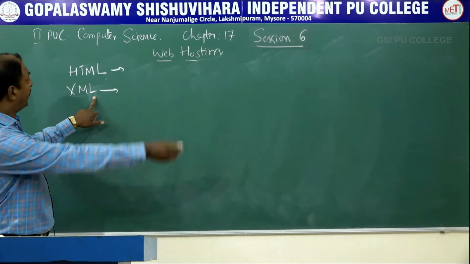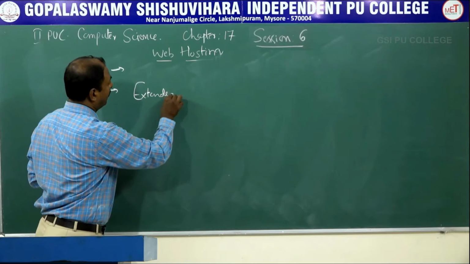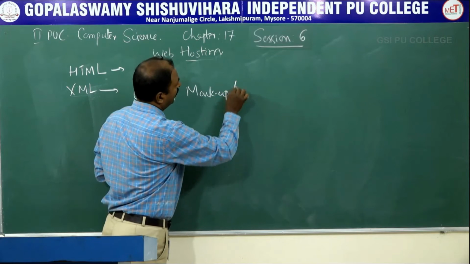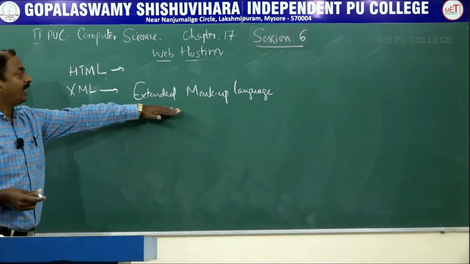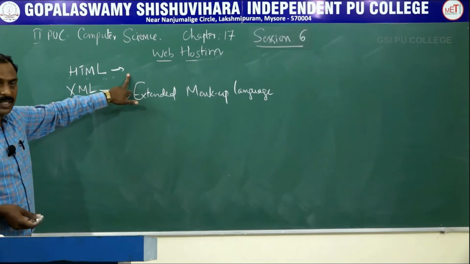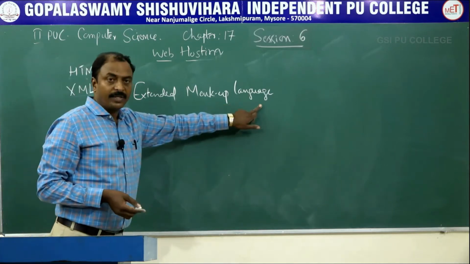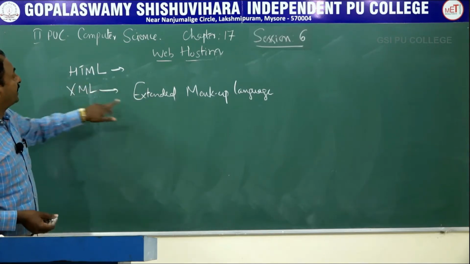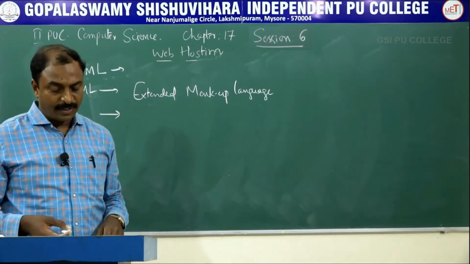So what is XML? Again, it is a type of language. It is called an extended markup language. So what is HTML? Hypertext markup language, again a language, and XML is again a language. Its full form is extended markup language. If I say extended, it is a next version of XML. So it's going to provide different features apart from HTML.